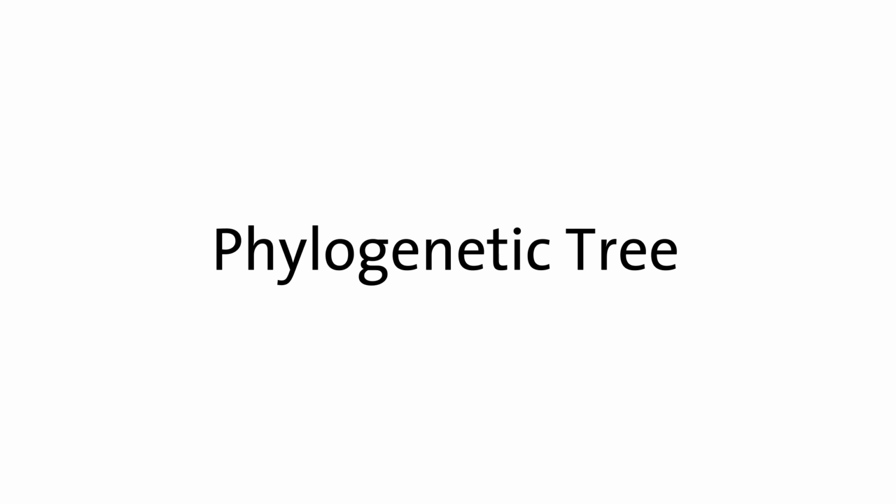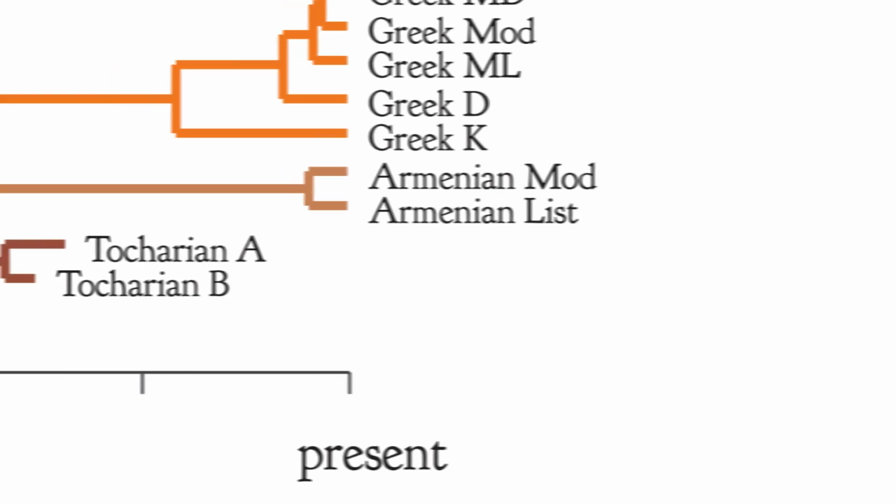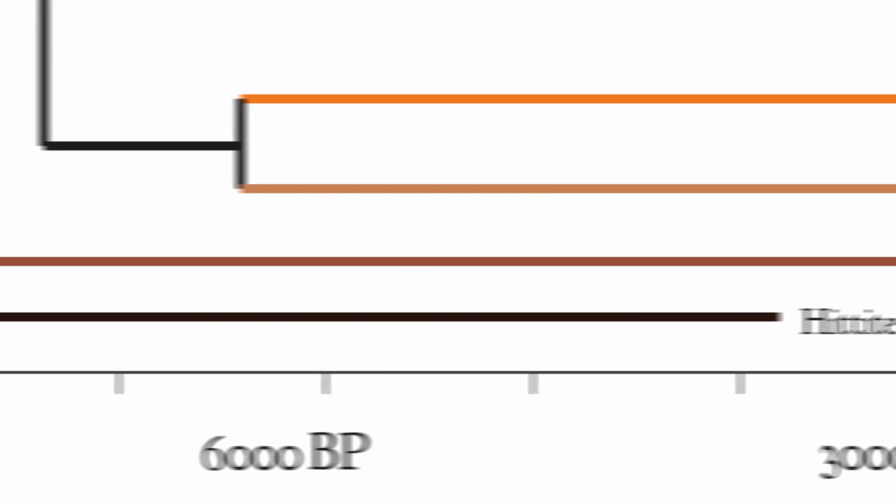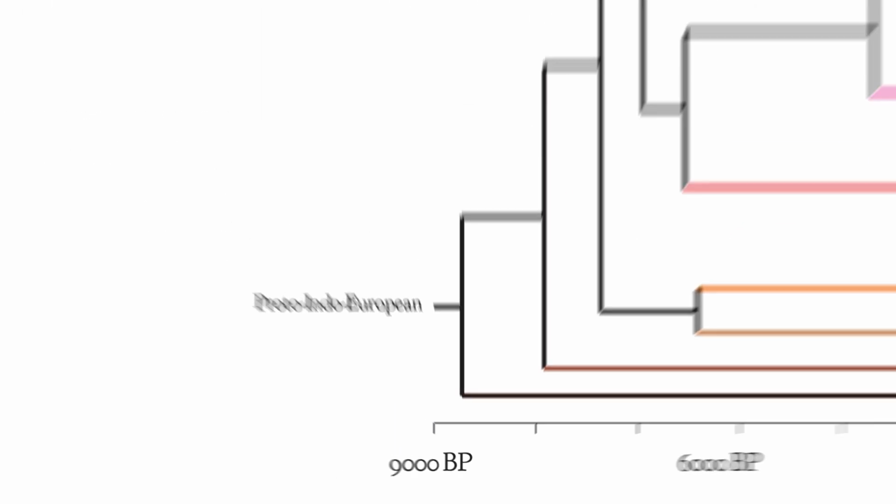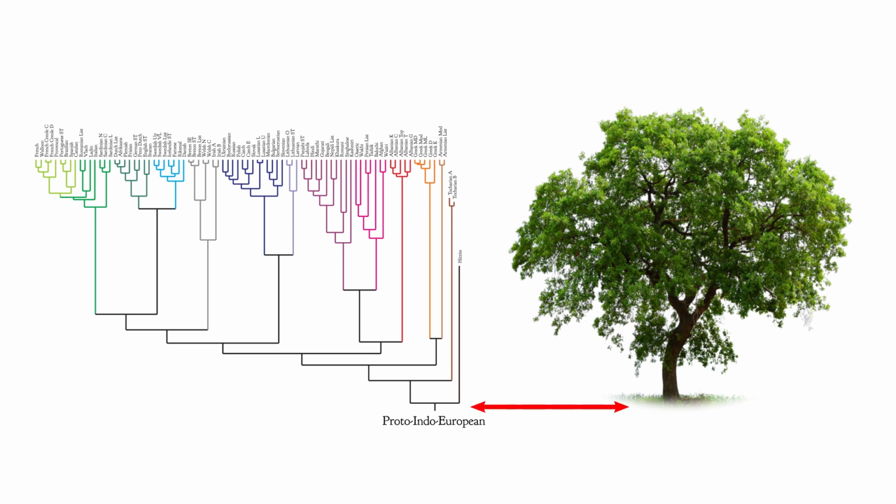A phylogenetic tree captures the evolutionary history of a language family and the relationship between the members of the family. Similar to a real tree, a phylogenetic tree has a root, which is the common ancestor. In the case of Indo-European, the root is Proto-Indo-European. Over time, the root splits into branches, which lead to the leaves, the currently spoken languages.